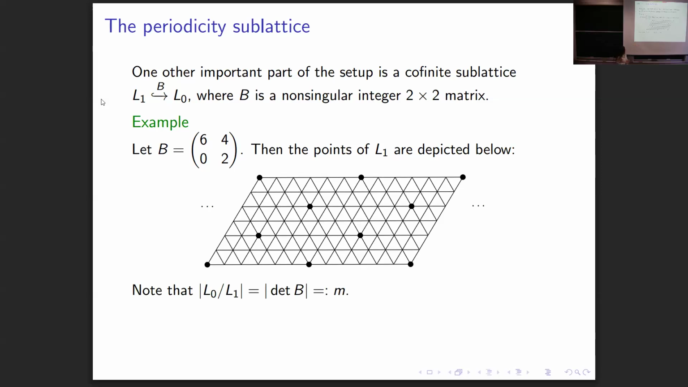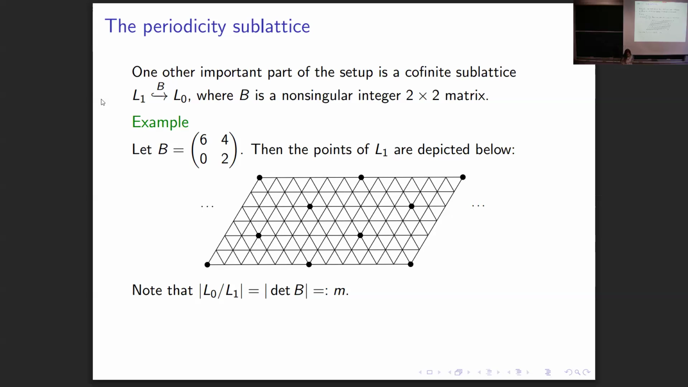So I said the word cofinite, which means, these are 2 abelian groups, right? One is a subgroup of the other, and the quotient group, I want it to be finite. So the point is, I want this lattice really to be 2-dimensional. I don't want my lattice to be spanned by 2 parallel vectors. I want my sublattice L1 to be 2-dimensional. Then the quotient group is going to be finite, and the size of this group is going to be exactly the absolute value of the determinant of the matrix.